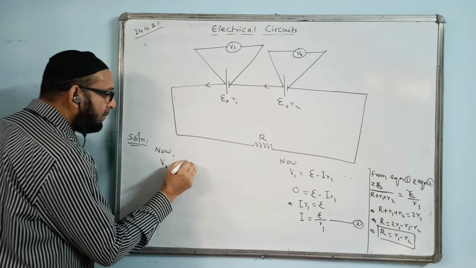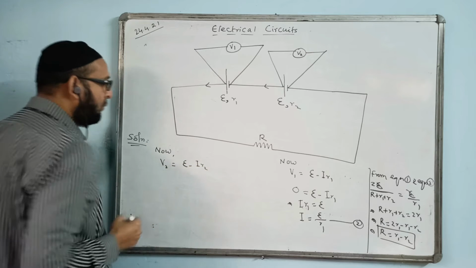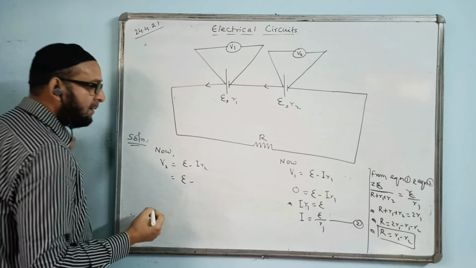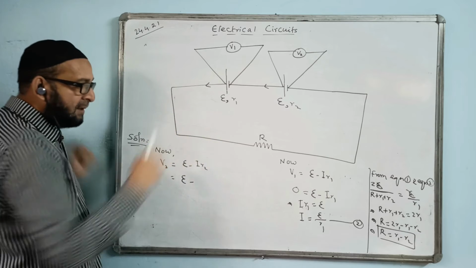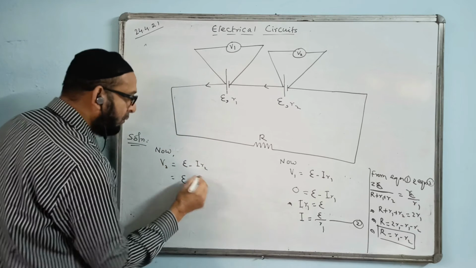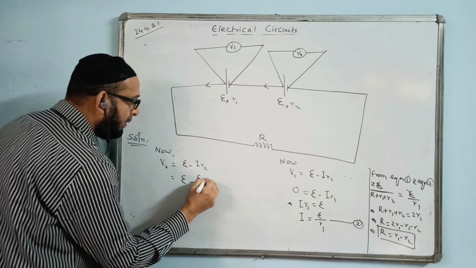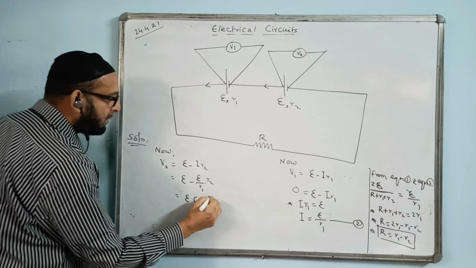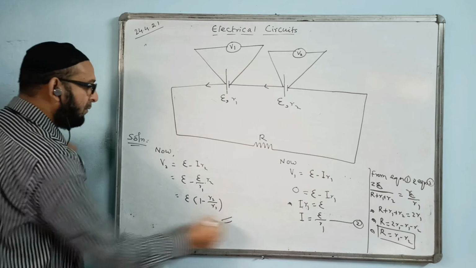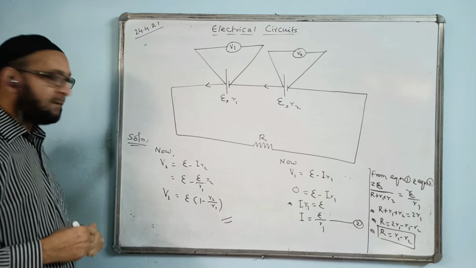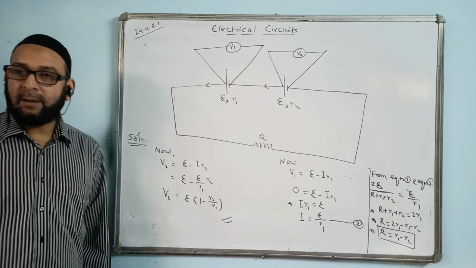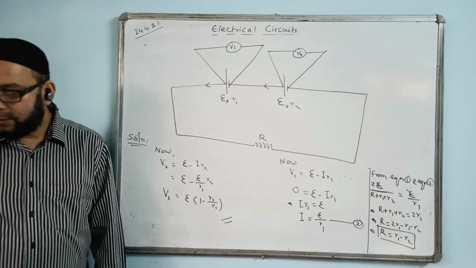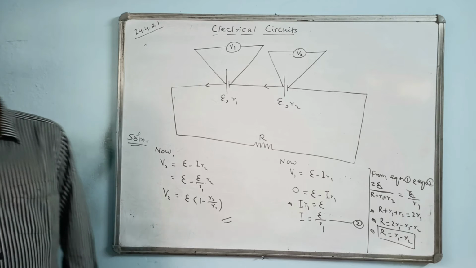Now the V2 value will become E minus I R2. V2 is equal to E minus I R2. Write E as it is, minus. I was not given in the diagram, so the I value we have from equation 2, we will put that value: E by R1 times R2. That is the answer. Or we can just take E common here: E into 1 minus R2 by R1. So this is the value of V2. So this question is done.